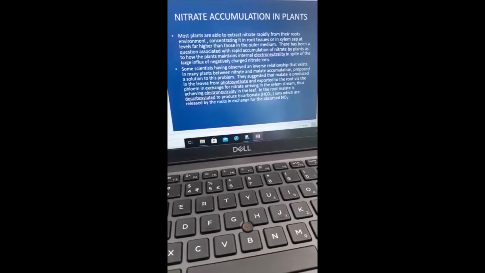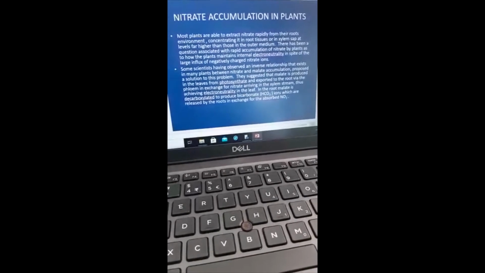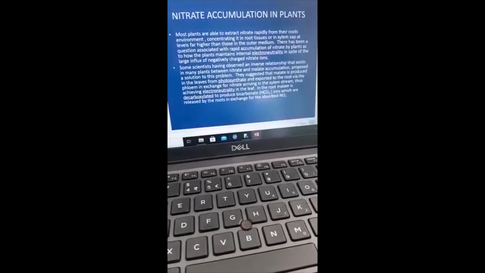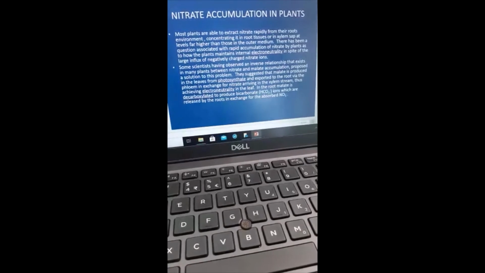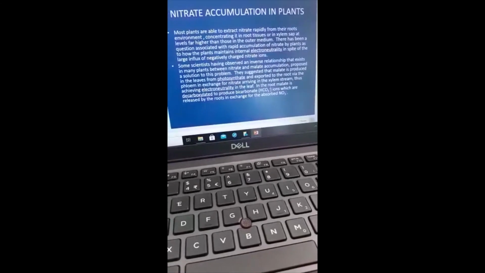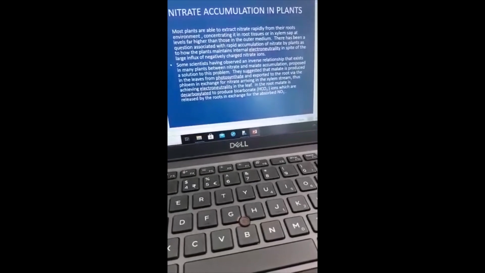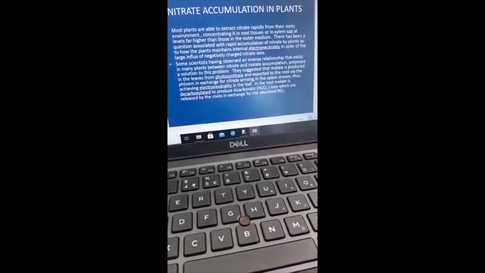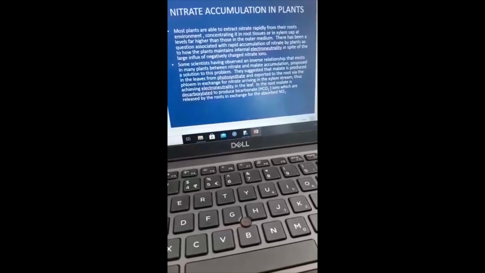So the question is, as the plant keeps on absorbing nitrate, which is negatively charged, doesn't this result in a plant having more negatively charged ions in its tissues as compared to positively charged ions? The solution to this kind of a problem has been provided. A possible solution has been provided by some other people who came up with the so-called potassium shuttle mechanism.